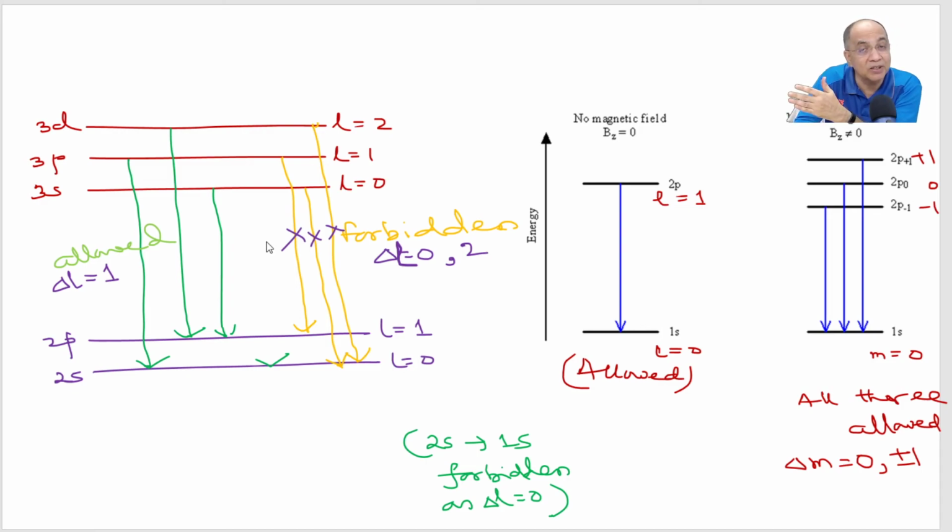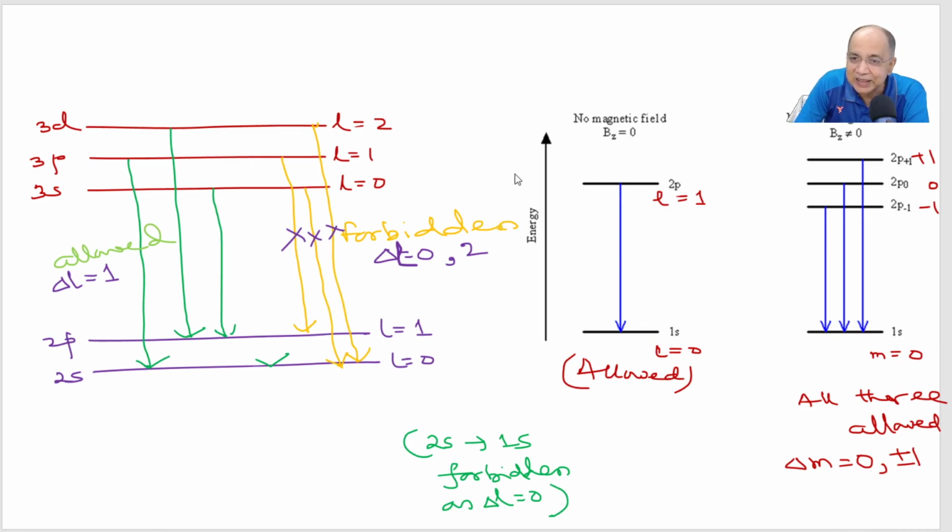There are 9 transitions, out of which 3 are the different transition energy values, right? So I have shown only this 3D to 2P. These 2 I have not shown, because these 2 transitions fall into the 3 transition energies that we had from the 9 transitions, right?